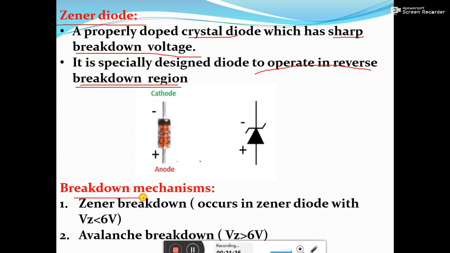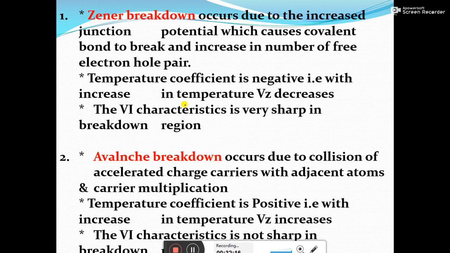Here there are two types of breakdown mechanisms that can occur. The first one is Zener breakdown and the second one is avalanche breakdown. For every Zener diode there is a Zener breakdown voltage specified. For Zener diodes with Zener voltage less than 6 volts, the type of breakdown that occurs is known as Zener breakdown. For Zener diodes with Zener voltage greater than 6 volts, the breakdown mechanism that occurs is known as avalanche breakdown. What exactly Zener and avalanche breakdown are, we will see in the next session.